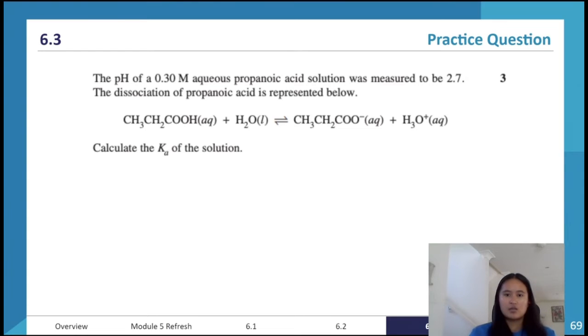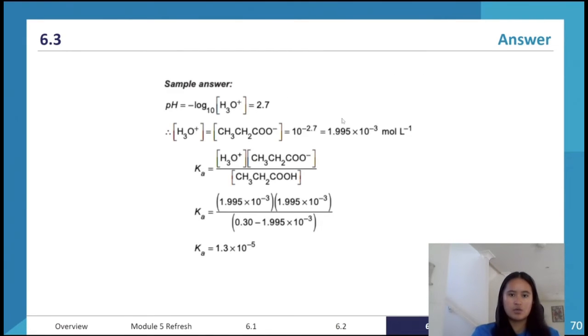Then we need to find the concentration of hydronium and the other ion. This is where we use the pH. We find the hydronium concentration by doing 10 to the negative pH. So 10 to the negative 2.7 will give us this concentration, and it's a 1-to-1 ratio, so they'll be the same. So it'll be the two same things on the top over 0.3 minus that number on the bottom.